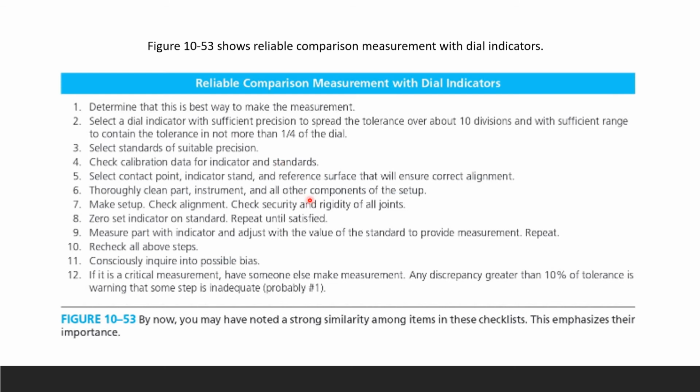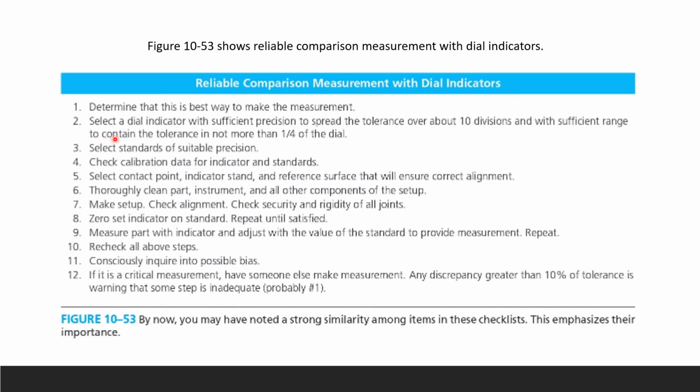Alright, the next one is reliable comparison measurement with dial indicators. This little table shows items 1 all the way to 12. You may have noted a strong similarity among items in this checklist, which emphasizes their importance. The very first one is to determine that this is the best way to make the measurement, for reliable comparison measurement using dial indicators.